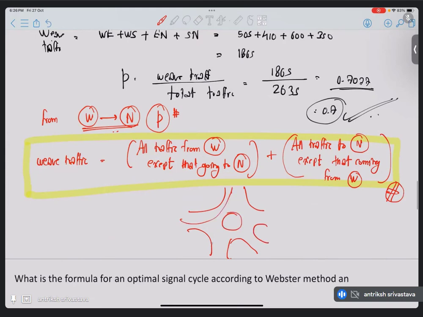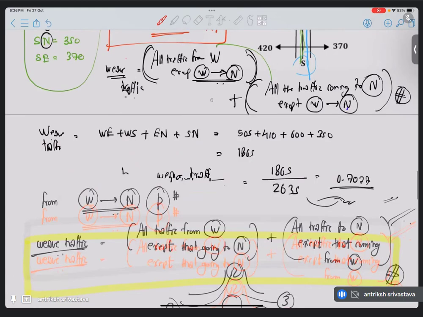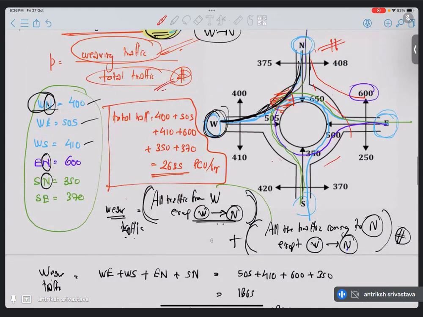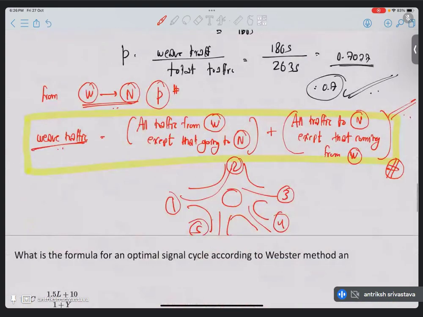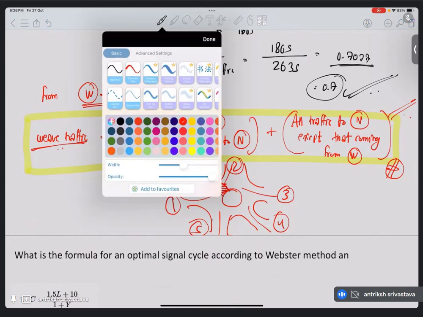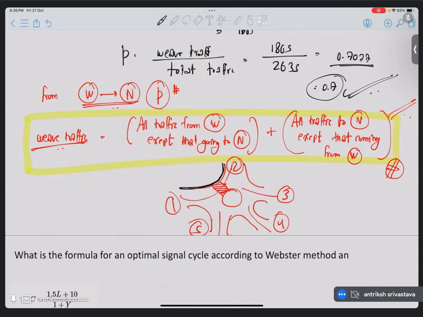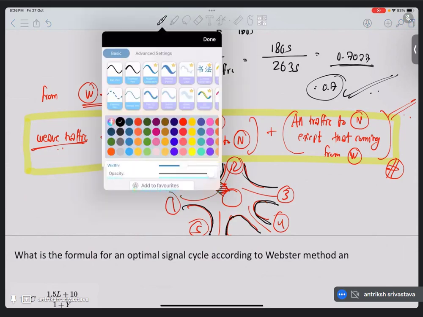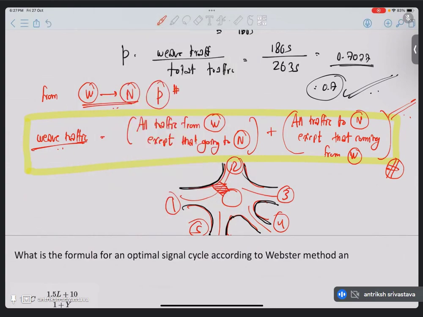So even if you have traffic coming from five directions, one, two, three, four, five, this formula you can use to get the weave traffic. And total traffic, it's pretty simple. You can just draw the lines and see which traffic lines are going from which section to which section. Okay, so that is related to your weave ratio.